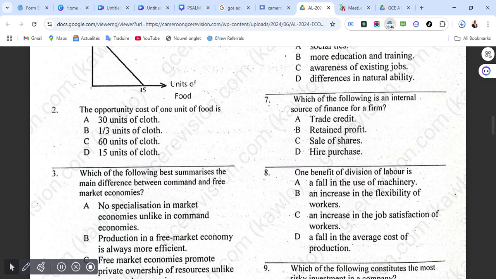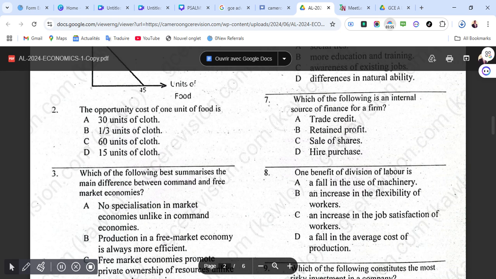Question number 8. One benefit of division of labor is. The correct answer is D, a fall in the average cost of production. So this is the one benefit of the division of labor.